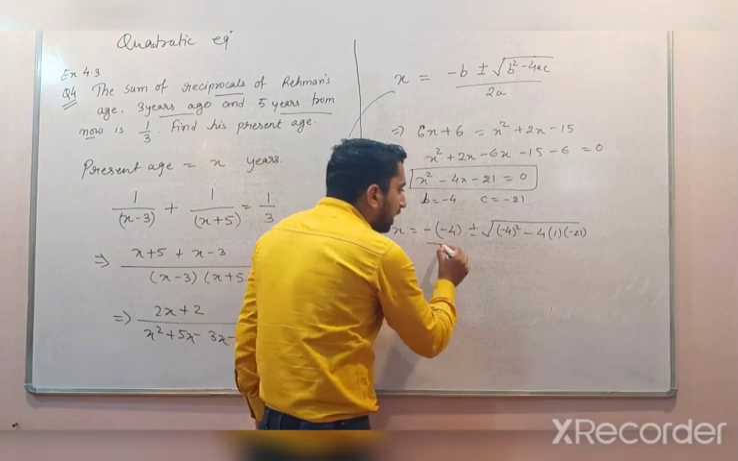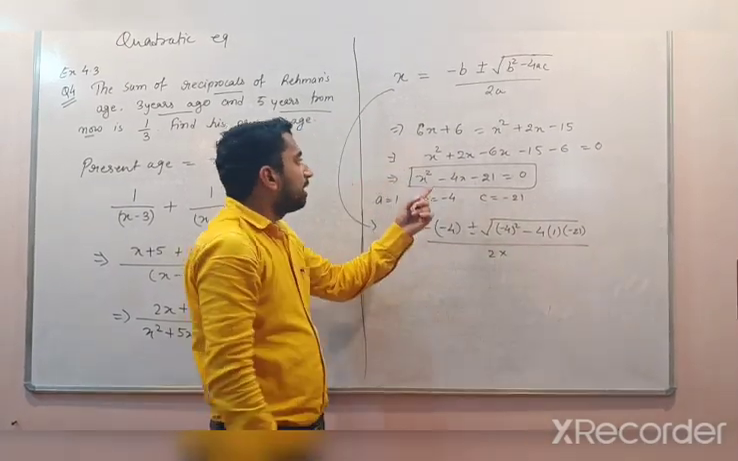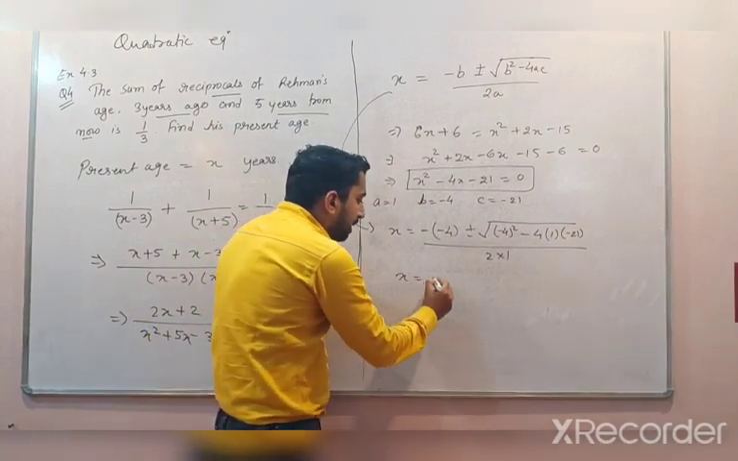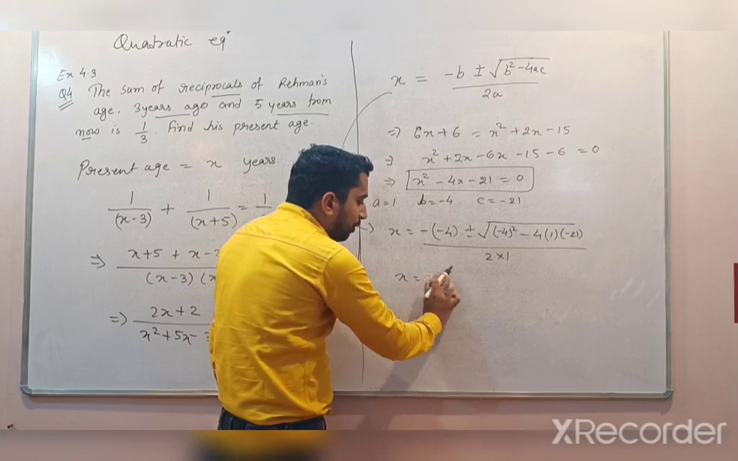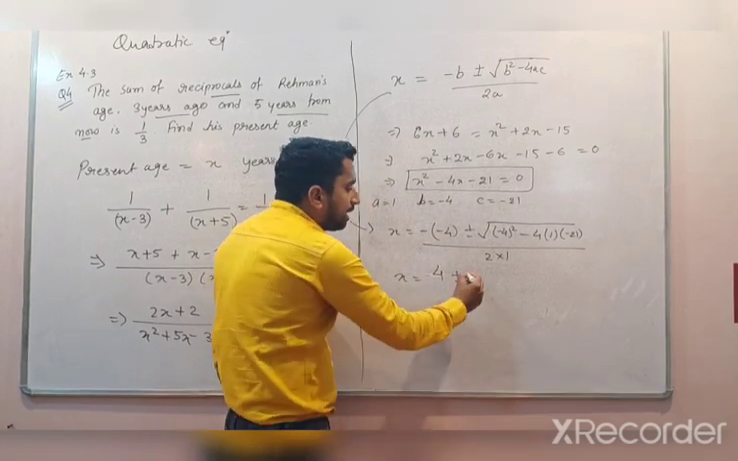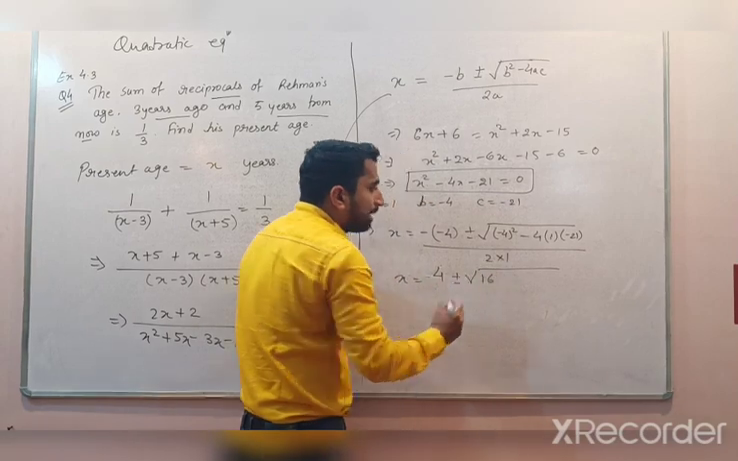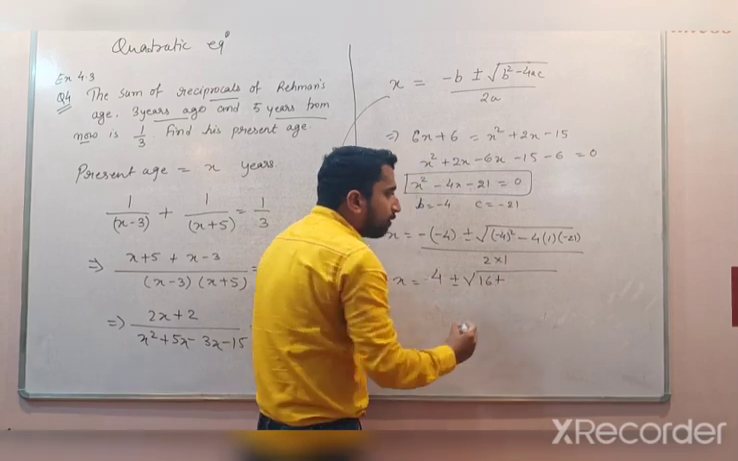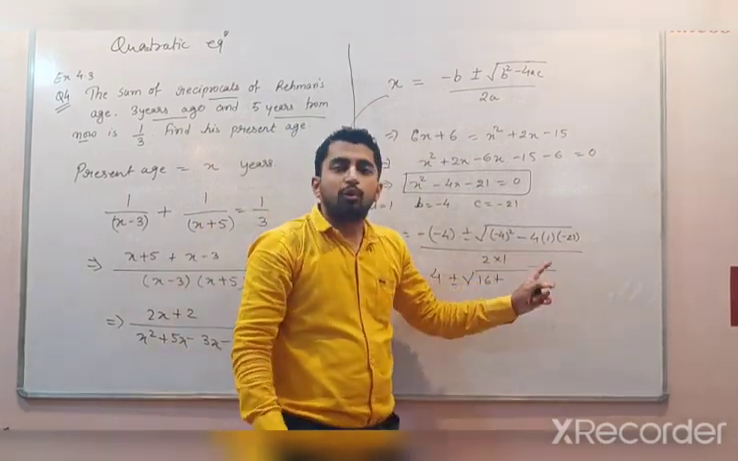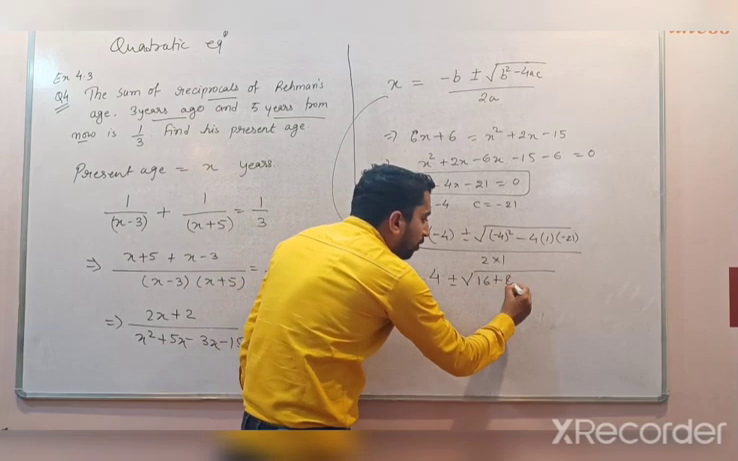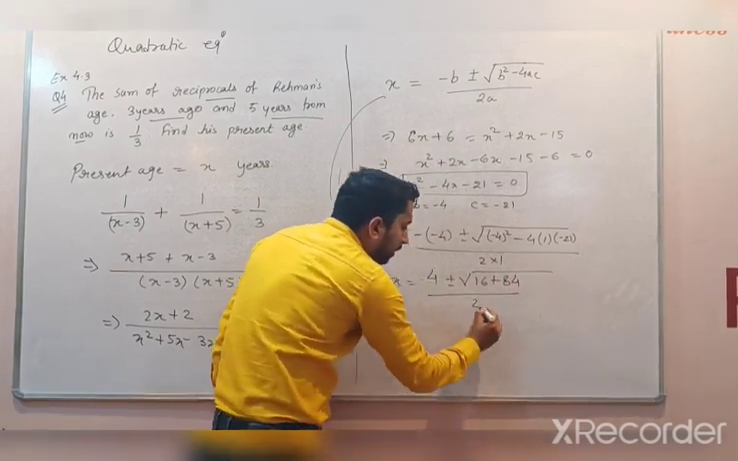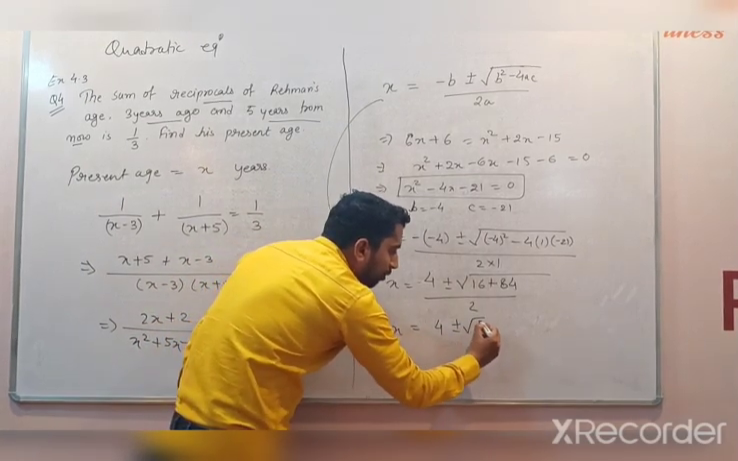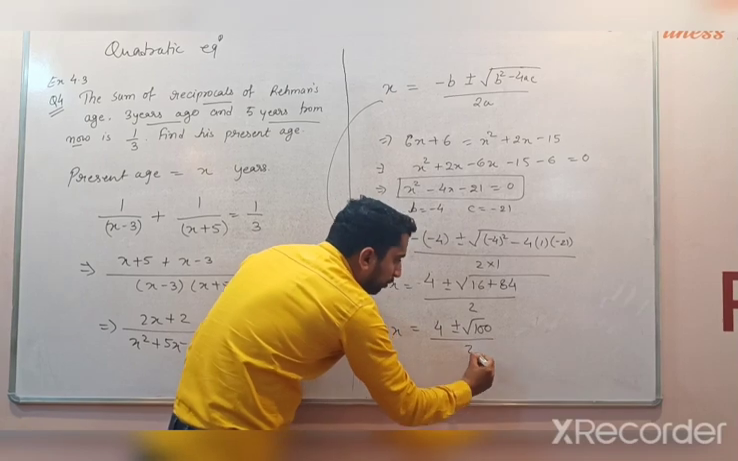Right? So what you are going to get? In the denominator it is 2a. So 2 into 1. Let us solve this. Minus minus, it will give you plus 4. Then it is plus minus root over 4 square means it's going to be 16. Then it is minus into minus will give you plus, and 21 into 4 will give you 84. So that is going to give you 100 upon 2. Now if I will solve this, you will get 4 plus minus root over 100 upon 2.